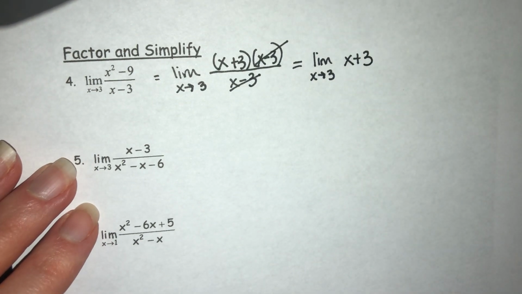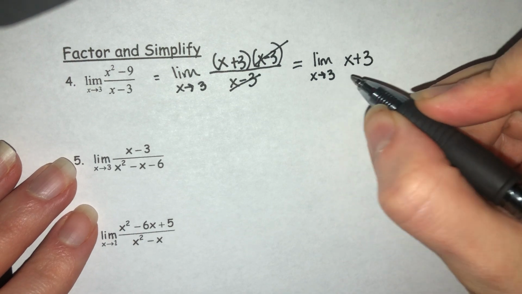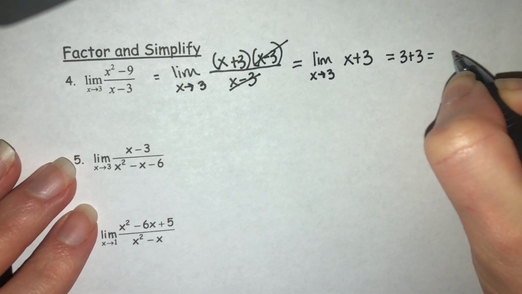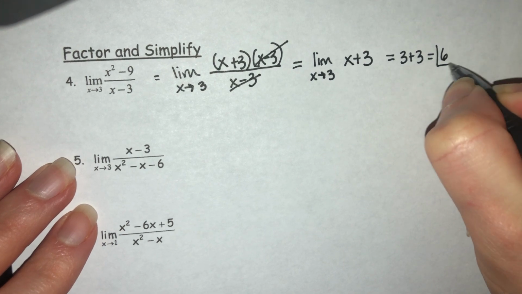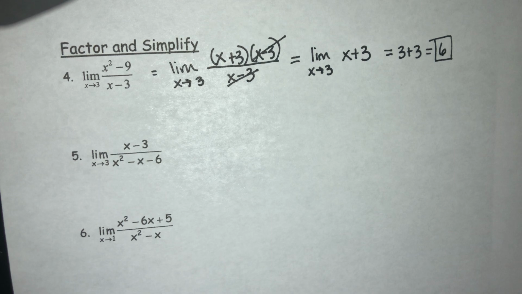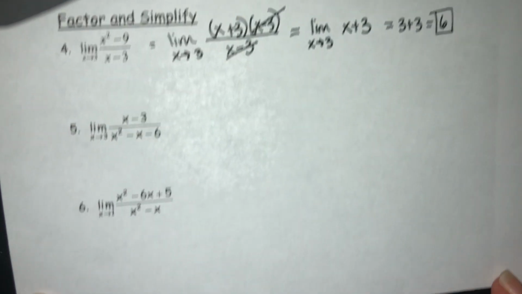So now it turns into a direct substitution problem. We can just take that 3 and substitute it in where the x is. So it's 3 plus 3, which is equal to 6. The answer is 6. Okay. Now, let's take a look at number 5.